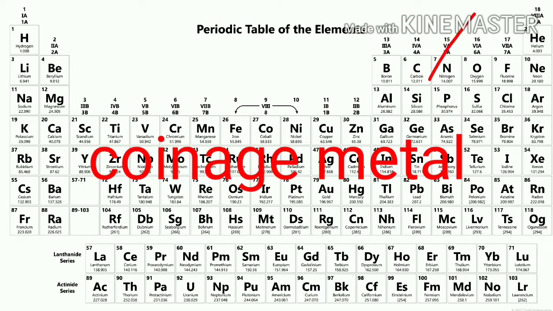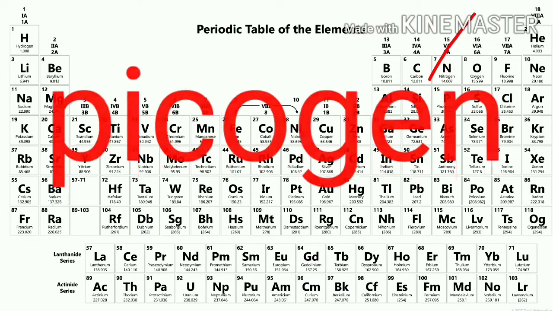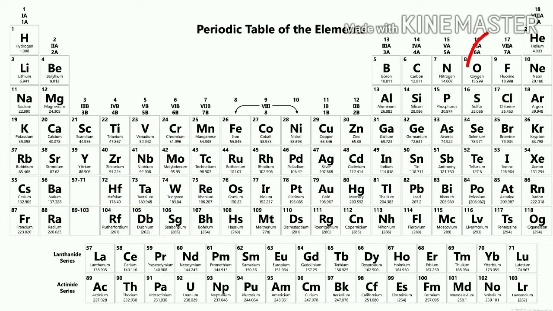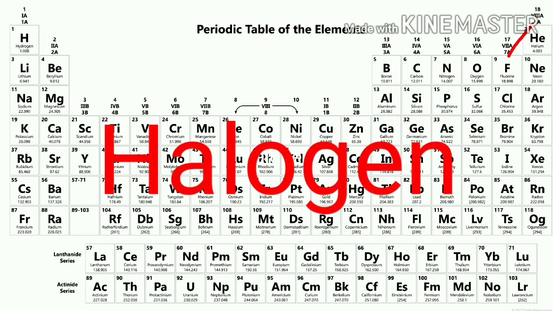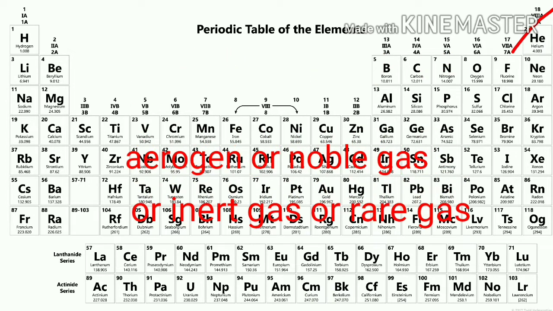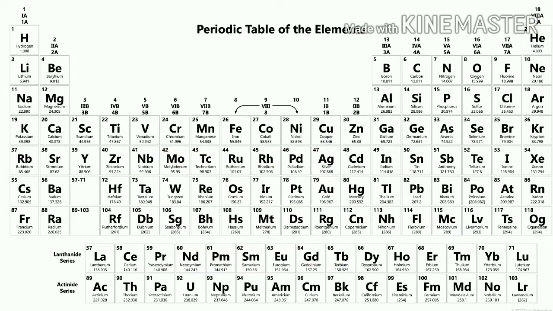The group 15, that is VA group elements, are called pnictogens. The group 16, that is VIA group elements, are called chalcogens. The group 17, that is VIIA group elements, are called halogens. The group 18, that is VIIIA group elements, are called aerogens or noble gas or inert gas or rare gas or zero group elements. That is all about group and period of modern periodic table.